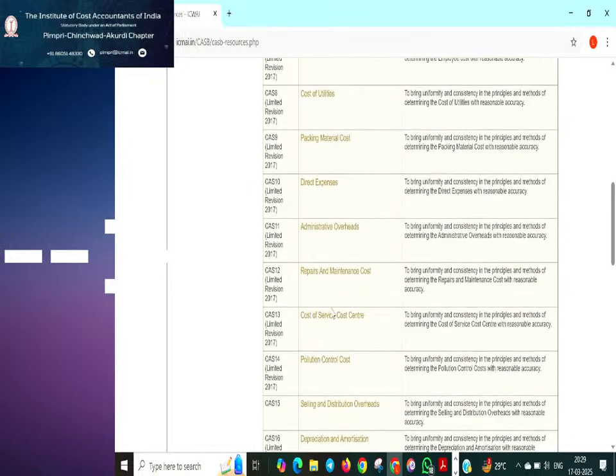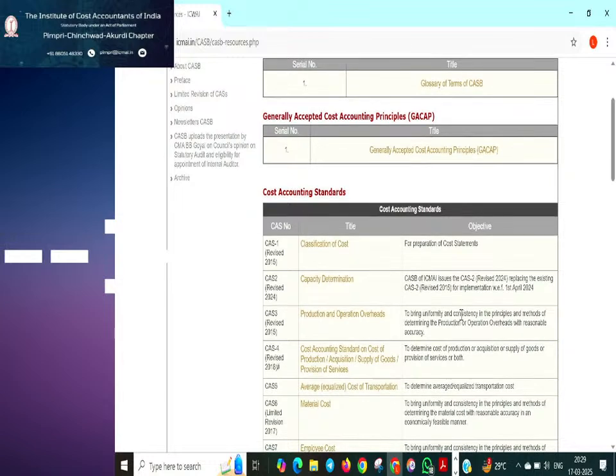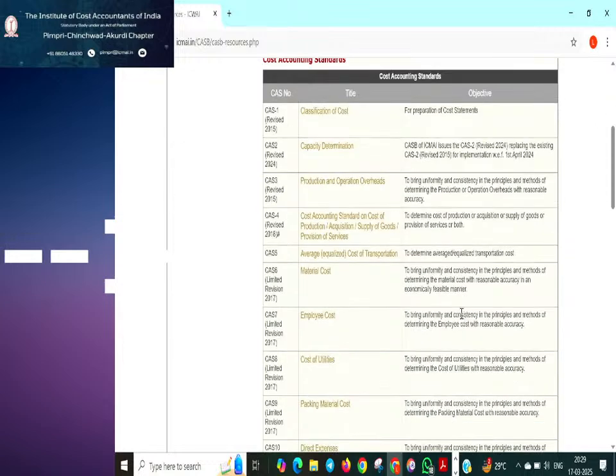And there is also generally accepted cost accounting principles. Okay, GACAP. So I will just take you through this also. So instead of going through the book, you can directly pick from our institute website and go through all these things. Fine. So that's all from my side for today.